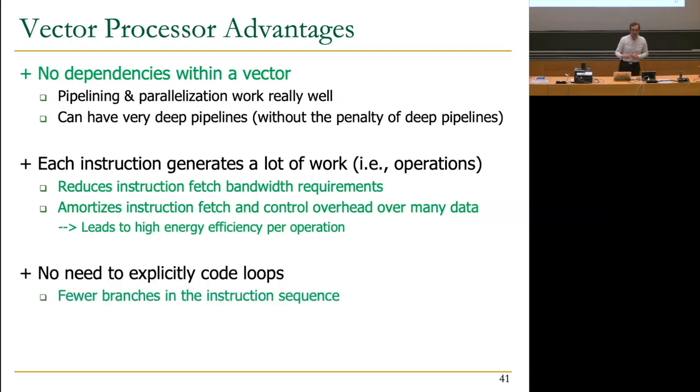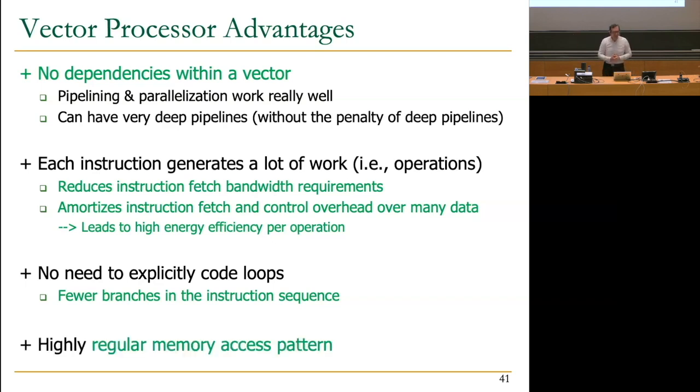Okay, no need to explicitly code loops, and we will see this very soon with an example. You can have very few branches in the instruction sequence because we're going to eliminate branches. If you think about a scalar program, you loop and do the same thing on many, many elements of a vector, right? Now we're going to specify this as you do one operation on a vector and then the next operation and then the next operation, and then a branch is only one thing at the end that you do after 1 million operations, let's say, per vector. And you have a highly regular memory access pattern because of the strides that we have looked at earlier, and this is going to benefit us soon.